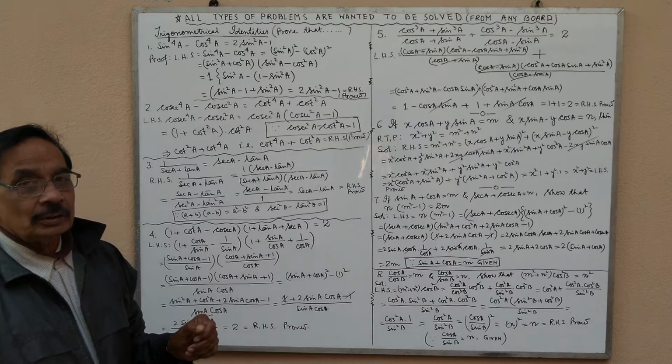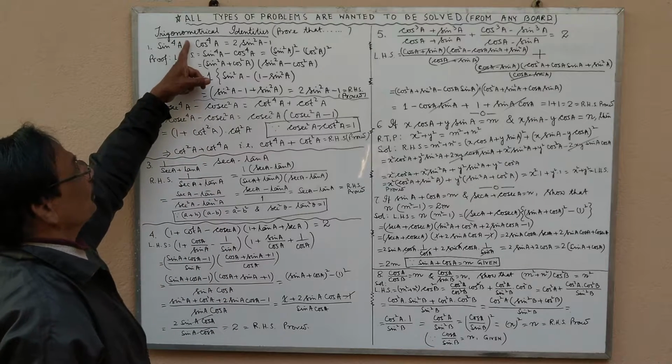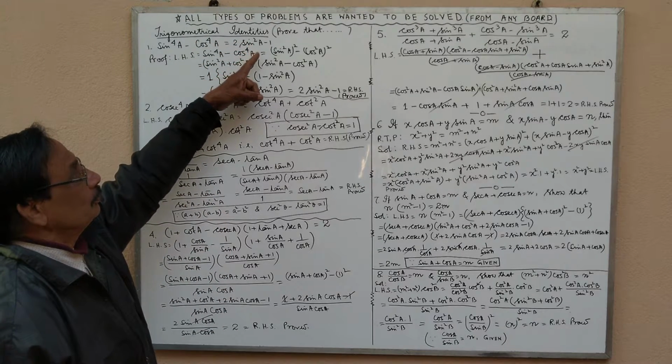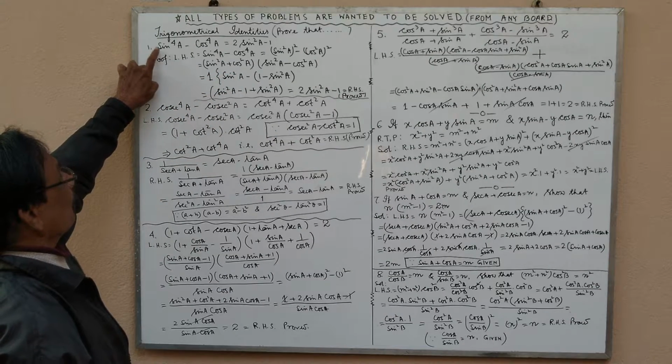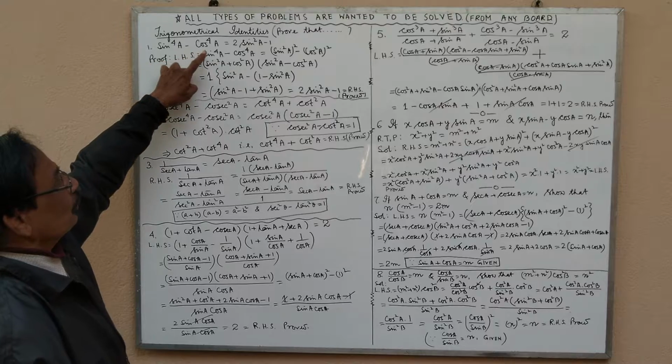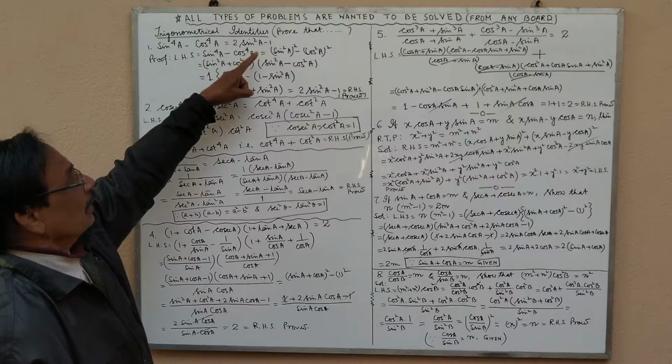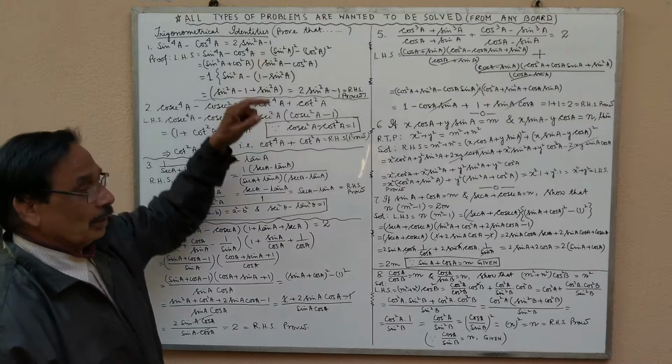Today we will solve a few trigonometrical identities. Number one, the problem is sin⁴a minus cos⁴a equals 2 sin²a minus 1.